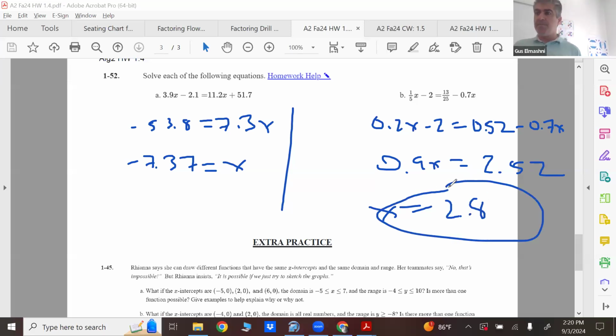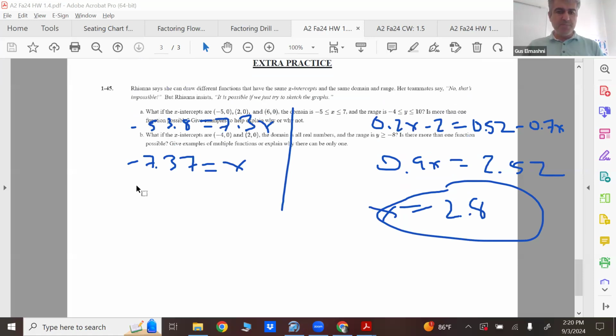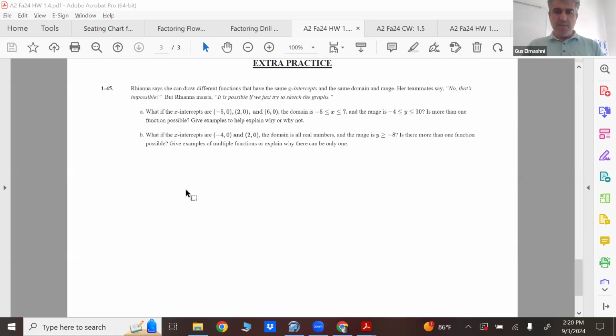Cool. All right. So we're good. I think I'll just make an answer key by hand. I did some screenshots, but at least I recorded this. Okay, good. And the extra practice problem, well, hold on a sec. What if the x-intercepts are this and the domain is that? There's more than one function. We'll skip that for now. Let's just move on.